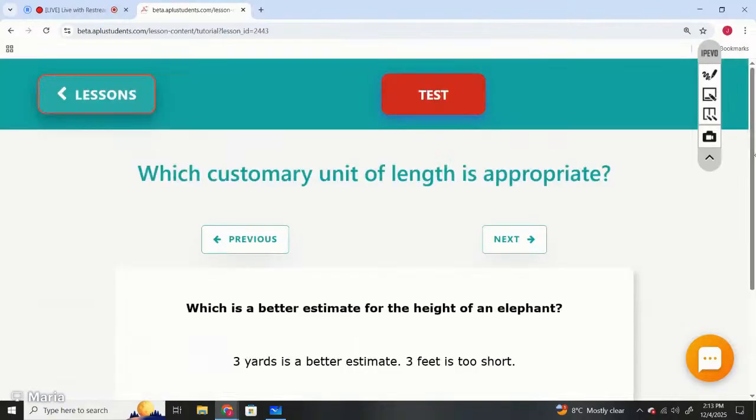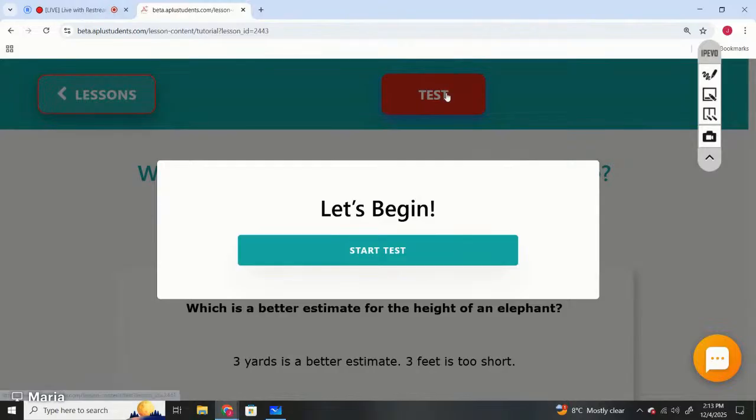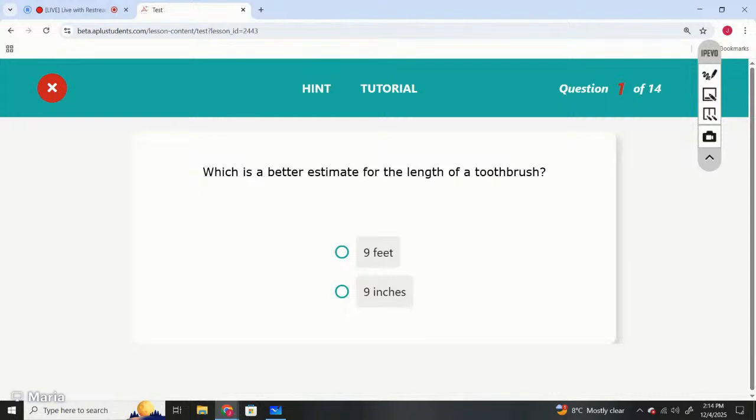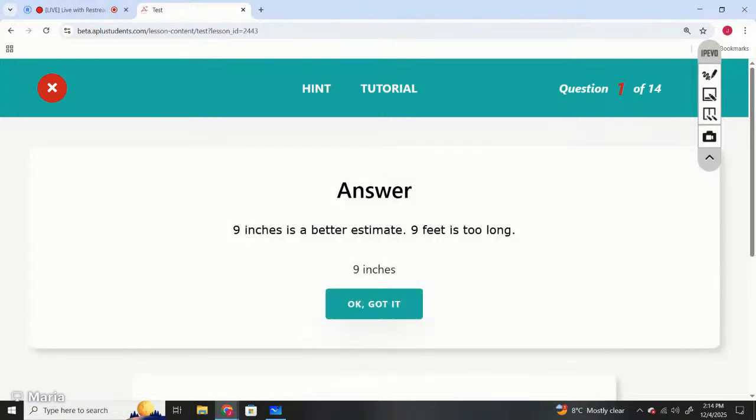Okay, let's start with the test questions. Which is a better estimate for the length of a toothbrush? Now we need to find the length of the toothbrush. We are given two units, 9 feet and 9 inches. 9 feet is too long, so it would be 9 inches. That is a toothbrush.